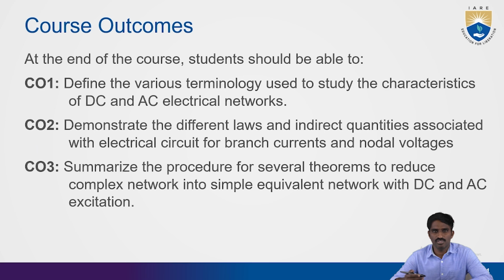So once we know the theorem procedures, the student should be able to summarize the procedure for the various theorems to reduce complex networks into simple equivalent networks. Again, why do we need to convert into simple equivalent networks? The same reason: either to find the current flowing through the circuit or element, or the voltage across the element. Of course, these network theorems we can apply for both DC and AC excitation, right?